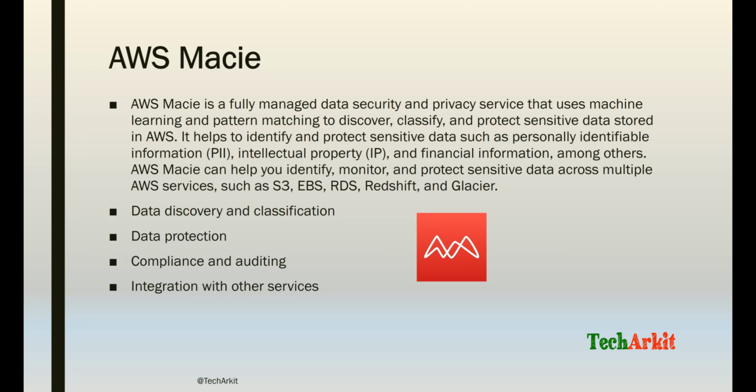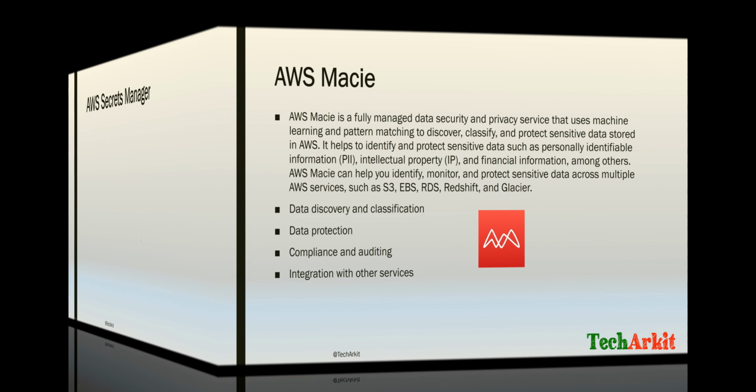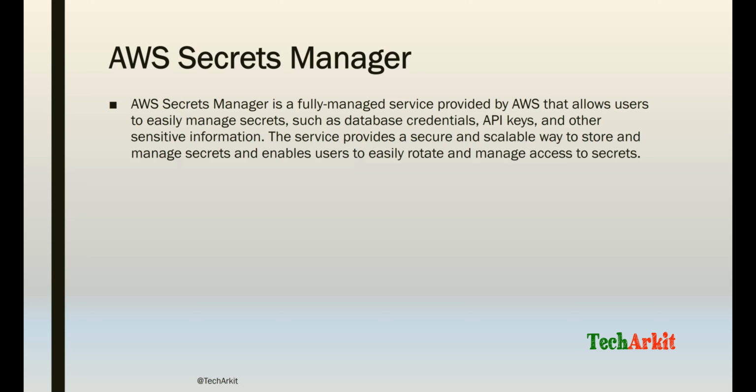Integration can be done with other services like AWS S3, KMS, CloudTrail, or CloudWatch, so this can be used to monitor those events. AWS Secrets Manager. This AWS Secrets Manager is also a fully managed service provided by AWS that allows users to easily manage secrets such as database credentials, API keys, and other sensitive information. The service provides a secure and scalable way to store and manage secrets and enables users to easily rotate and manage access to secrets. So it can easily provide secrets rotation.